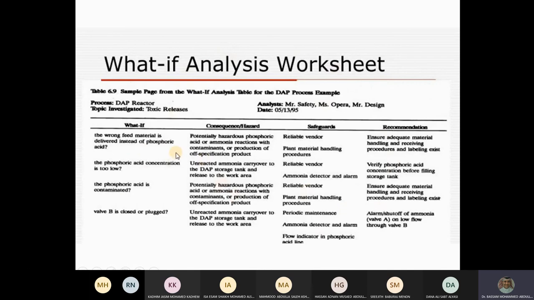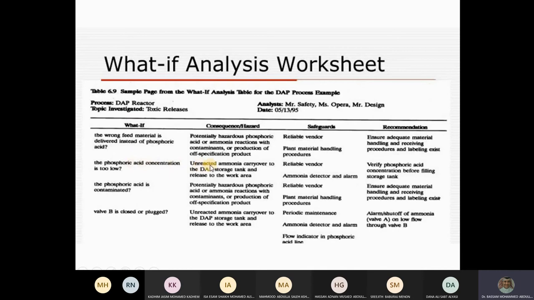This is like a real what-if analysis sheet rather than an example, where it says in the reactor, if you have toxic releases, what if the phosphoric acid concentration is too low? We have already taken an example, but now this is in the sense of what-if. So what happens if it's too low?